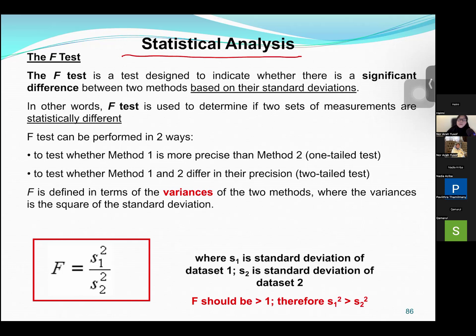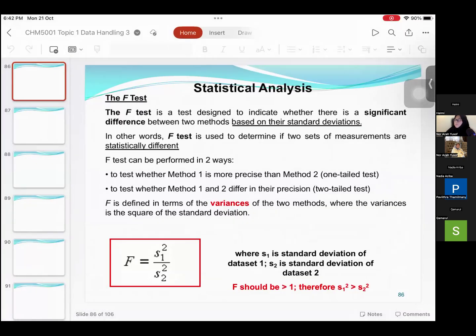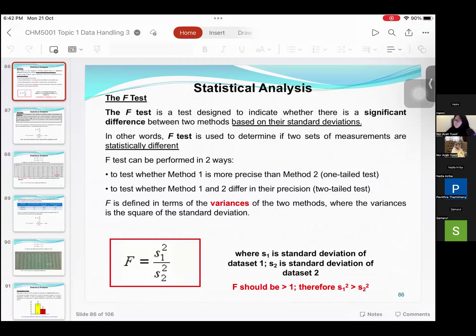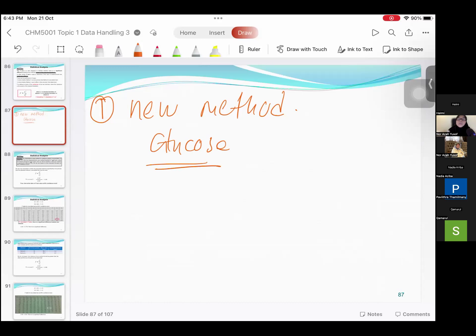Okay, as I mentioned before, you can do method development. Say you want to develop a new method. Let's say in the lab you have a standard way of testing, for example glucose. You have a standard way, but you probably want to develop a new method versus the standard.